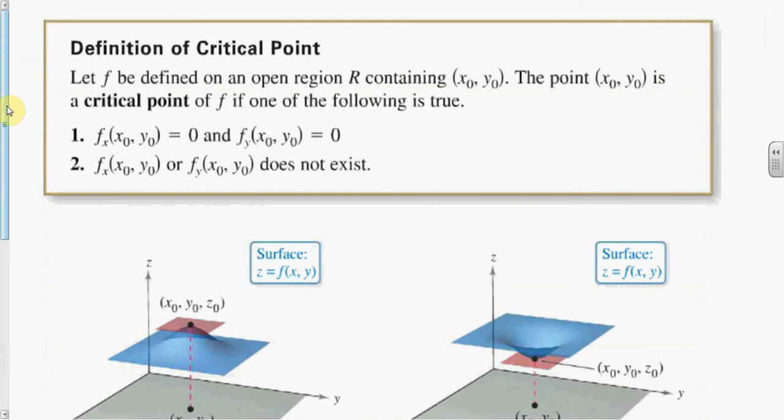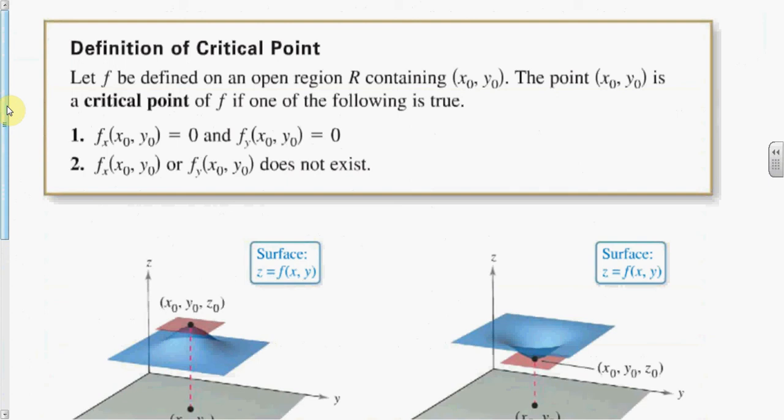Definition of critical point, very similar to the definition of the critical point back in Calculus 1. That is, you remember in Calculus 1, we took the derivative and set it equal to 0, and then we found those values for x. We call those values so-called critical points. Well, here we take the partial derivatives and set those guys equal to 0. Take the partial of f with respect to x, set it equal to 0. The partial of f with respect to y, set it equal to 0, and then solve for those values of x naught, y naught, and we say that you have a critical point there.